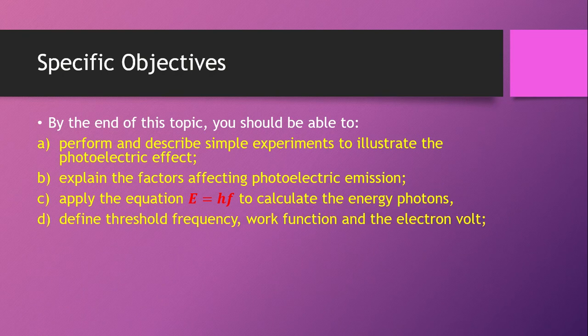We should be able also to define threshold frequency, work function and electron volt. I believe the terms threshold frequency and work function are not new terms, and also electron volt, I suppose from chemistry, should also not be a very new term. You know that threshold frequency relates to the frequency that is required to eject an electron from the metal surface. We shall explain all this, whereby we shall know that threshold frequency is basically the minimum frequency that is required to eject an electron.